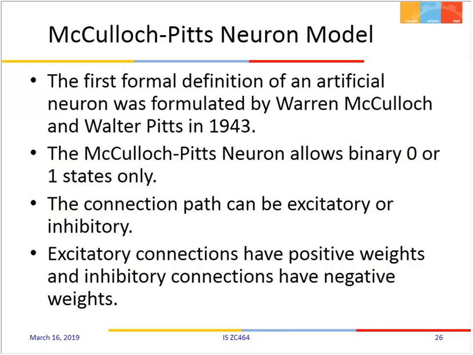The initial model was designed to allow only the binary states 0 and 1. The connection path can be either excitatory or inhibitory. The excitatory connections have positive weights and inhibitory connections have negative weights. Which weights we get will depend on our training data, on what we want our system to learn.